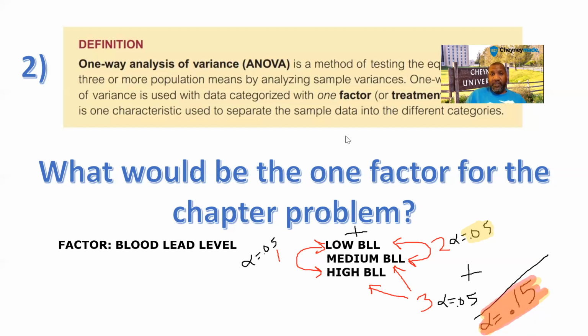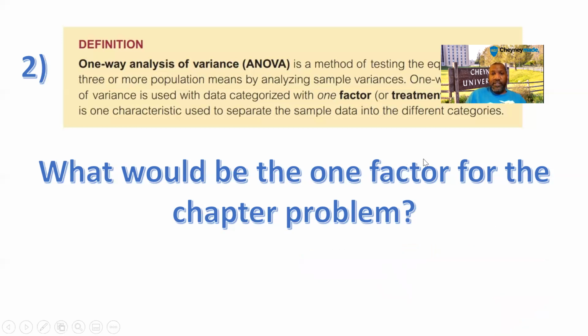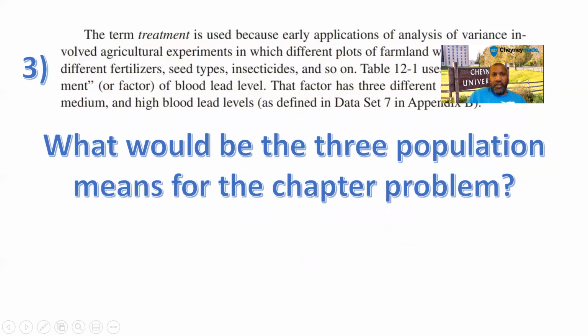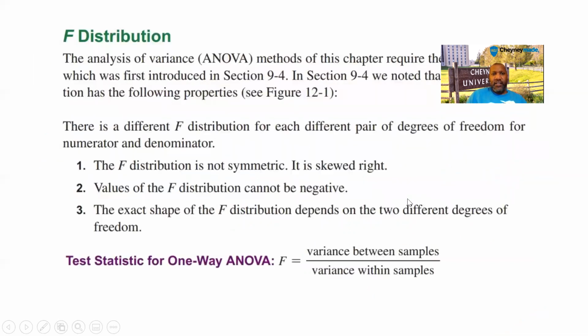All right, let me clear this off the screen. Move on to the next problem. What would be the 3 population means? Yeah, we kind of already did that already.